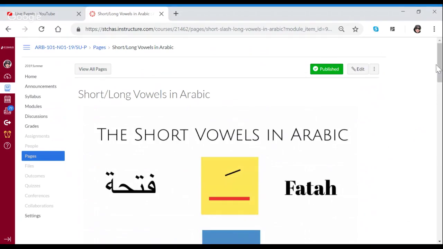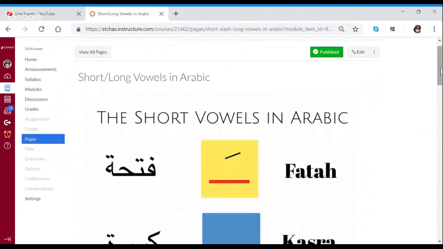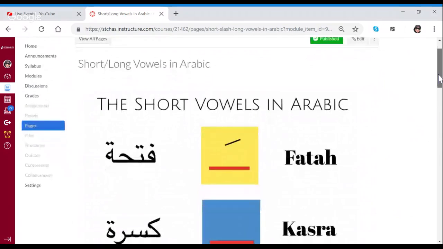Remember that the short vowels most of the time are not written. They are those vowel markers or the grammar markings that you see above and below the line, not the actual skeleton of the word itself. Whereas the long vowels are always written, they're actually part of the skeleton. So our first short vowel, you may want to jot these down for your benefit.